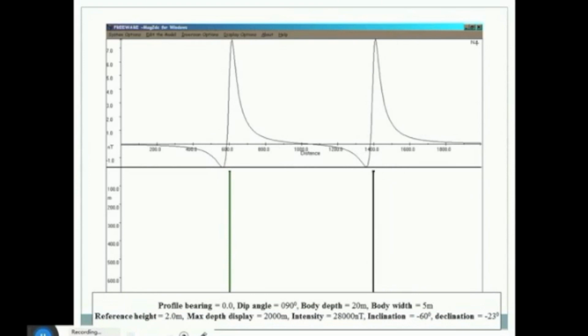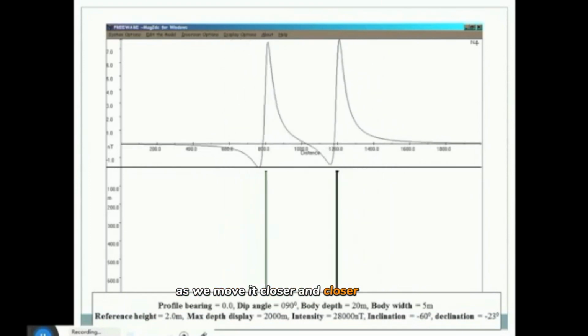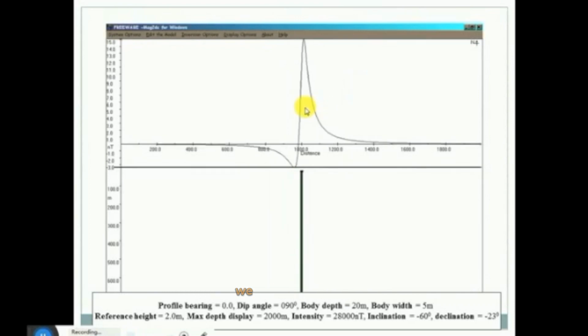Oh, this is not station spacing, it's separation. So as we move in closer and closer together, at some point their signals are going to merge. So you can see at this point here, if I start getting closer and closer together, it's going to get harder and harder to recognize that there are two dikes there.